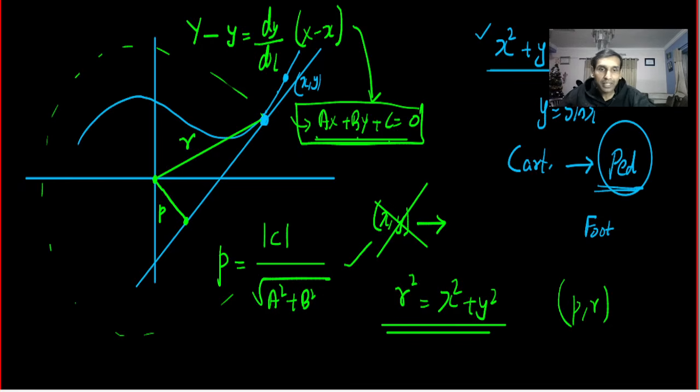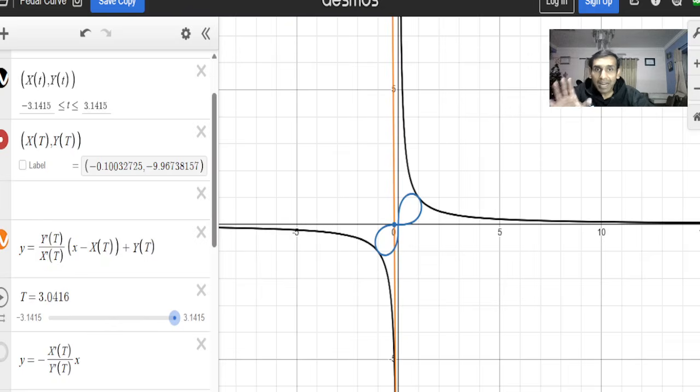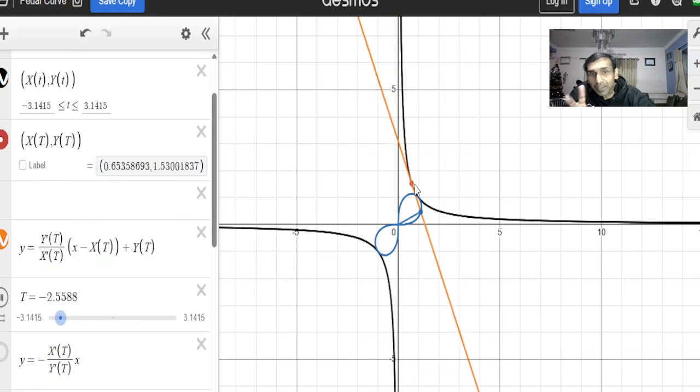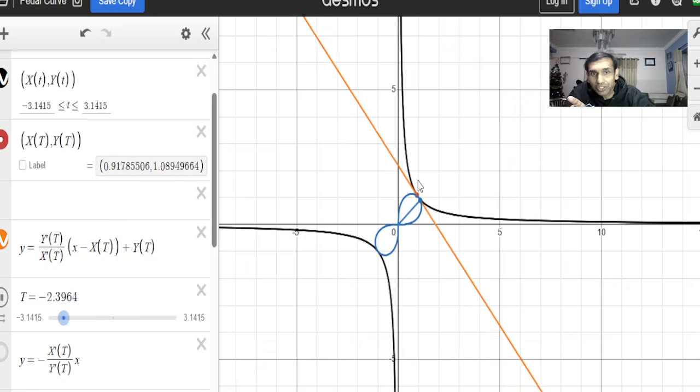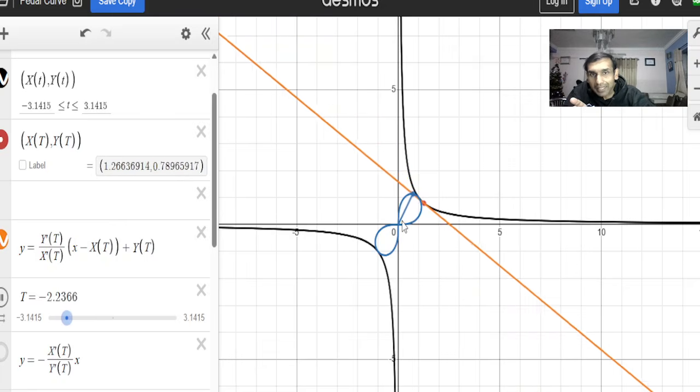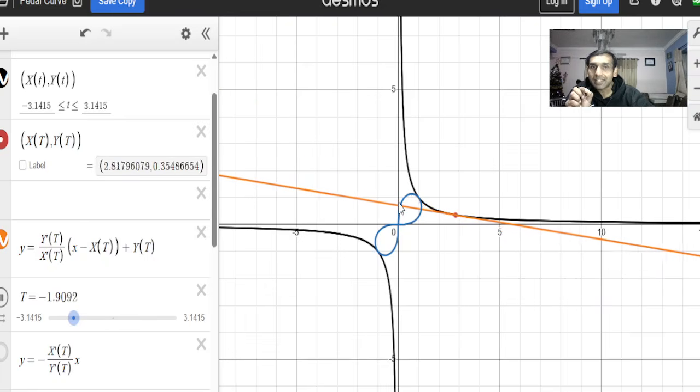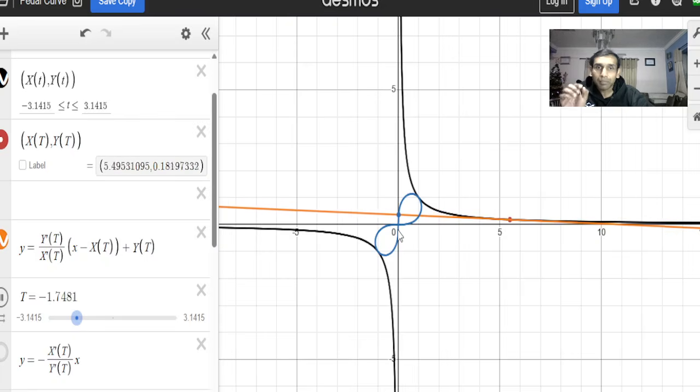Okay, now let's look at the graph. So look at this. The black curve is a Cartesian curve. And like I told you, at every point, I'm going to calculate two things. Can you see? At every point, we can see the orange tangent and we are calculating the pedal length, the distance between origin and the tangent. So that is the P and R. And can you see the new curve is created?